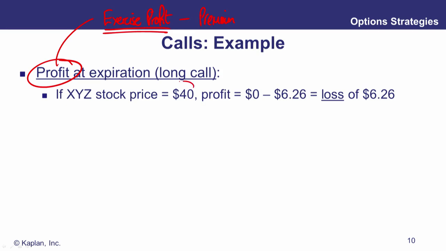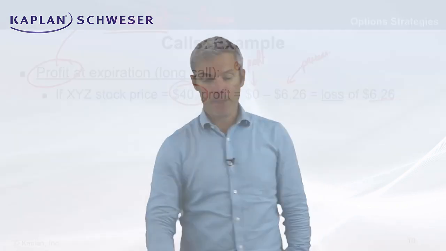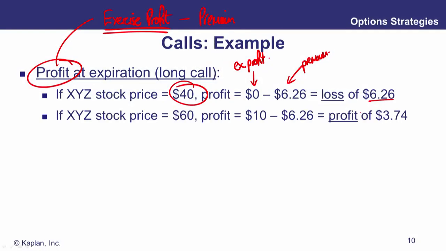So if the underlying's at 40, do you exercise it? No, there's no exercise profit. You don't pay 50 for something that's only worth 40. And there's your premium, which you always pay. And there you go. You've lost $6.26 on this option, because you threw the option in the bin at the end. It was worthless. However, you did pay $6.26 for it at the start. If the underlying's worth 60 at expiry, then yes, the exercise profit's going to be 10. That more than outweighs the premium, which you paid at the outset and is always paid. So your net profit is $3.74.